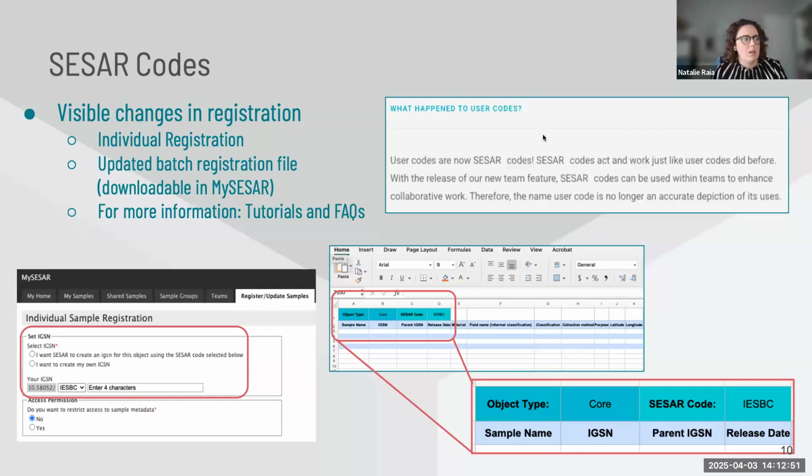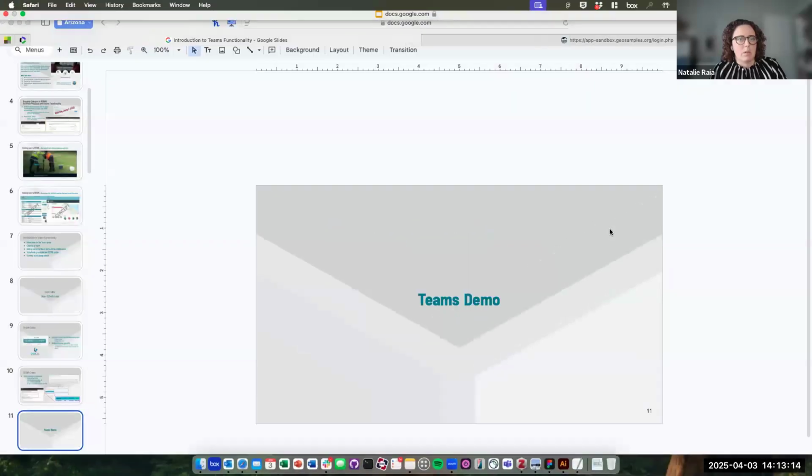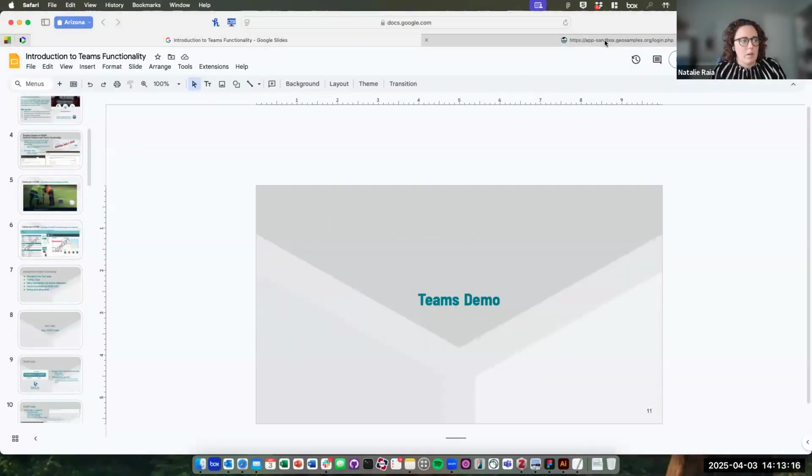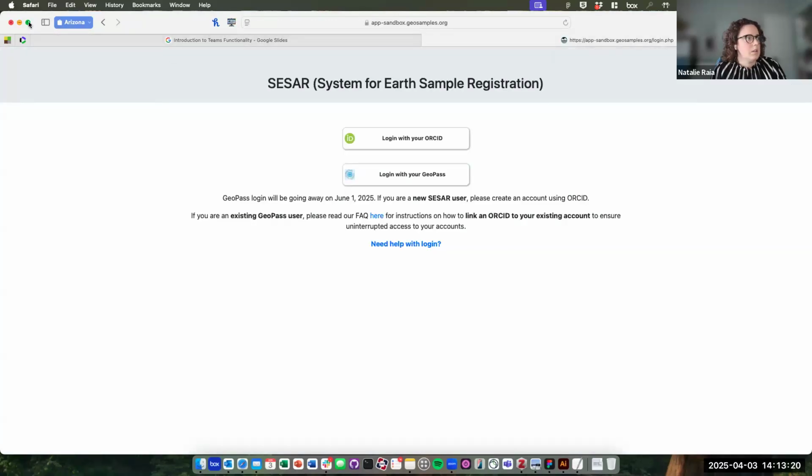Related to this renaming, you will start to see some visible changes, switching over from that user code terminology to CSAR codes throughout our website, as well as our individual sample registration interfaces and our batch registration interfaces and templates. Okay. With that, I will get ready to switch over. Are there any initial questions just from the slides that I covered?